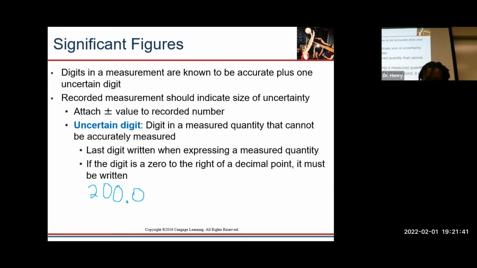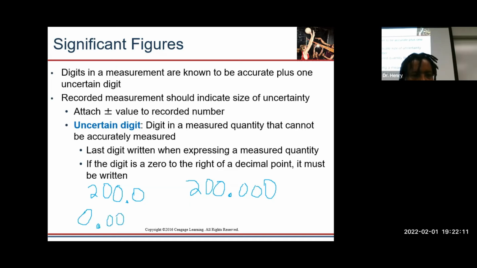So if I have this, how many sig figs do I have now? 6. Okay, you guys seem to get the hang of this. Now let's see if we can throw some curveballs here. So these are called leading zeros. Leading zeros aren't significant. So how many sig figs do I have here?